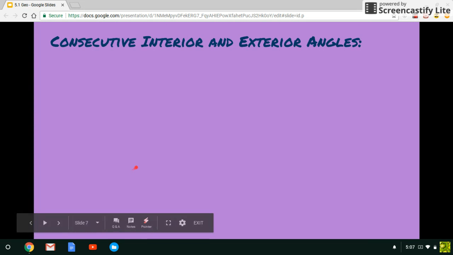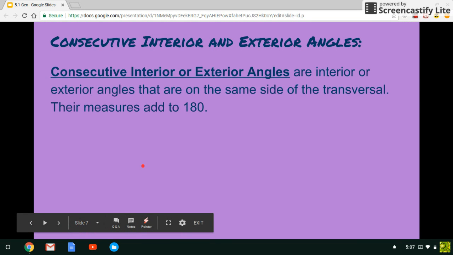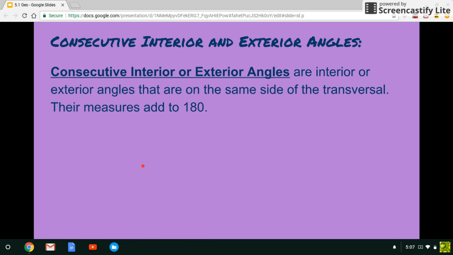Okay, so now that we have alternate interior, we can also have consecutive interior and exterior angles. So this is either a pair of interior angles or a pair of exterior angles that are on the same side of the transversal. So alternate was on the opposite side of the transversal. Consecutive is the same side of the transversal. And these measures add up to 180, so they are supplementary to each other.